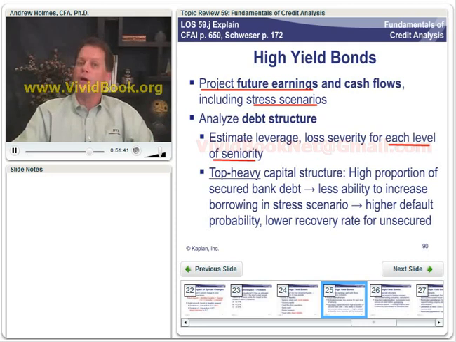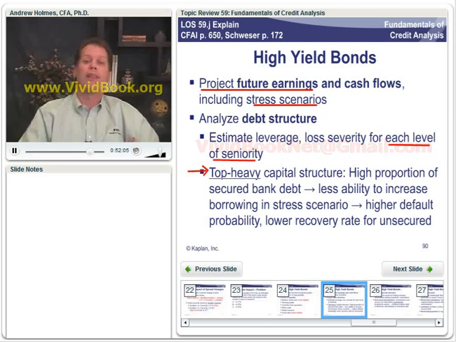Okay, there's also this common phenomenon that if we're talking about a high yield company or a junk bond issuer, they're going to have a top heavy capital structure. And what that means is that this firm has borrowed a lot from banks. Typically we see that high yield issuers, that is companies rated BB and below, rely on bank debt more than an investment grade company.